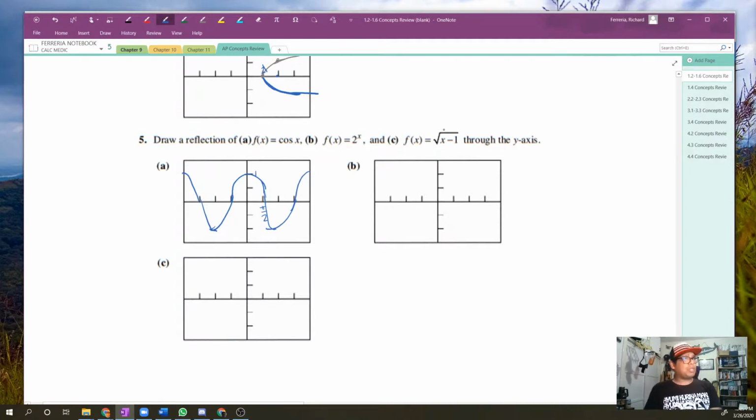How about 2 to the x? Around 2 to the x, we're going to go backwards. This is on the y-axis, so it's still going to be the same. We're going to go to infinity on the left side, and we're going to go to 0 on the right side. Okay. And, oh, I messed that up. That's b.